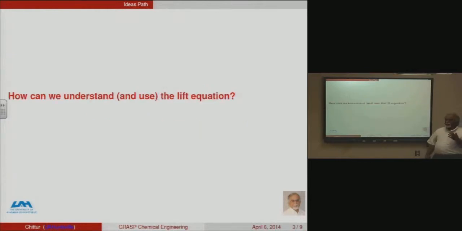Okay, what we're going to do in this portion is this: how can we understand and use the lift equation? And then some calculations involving the lift equation.